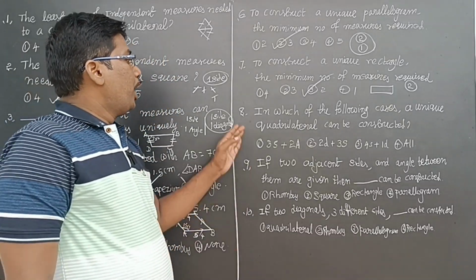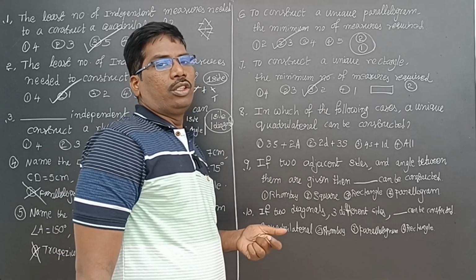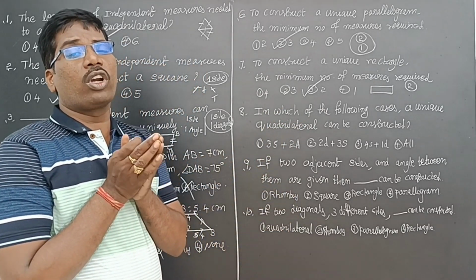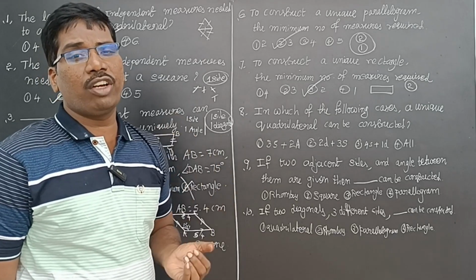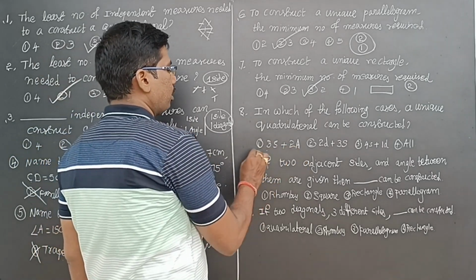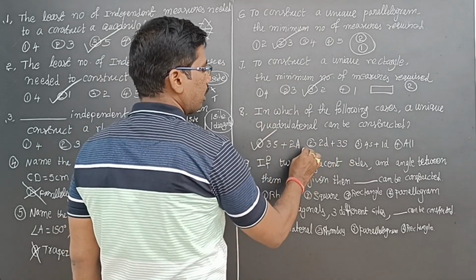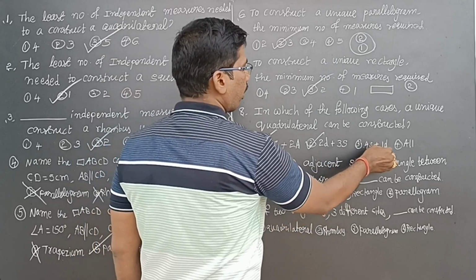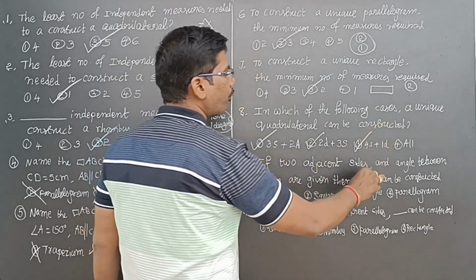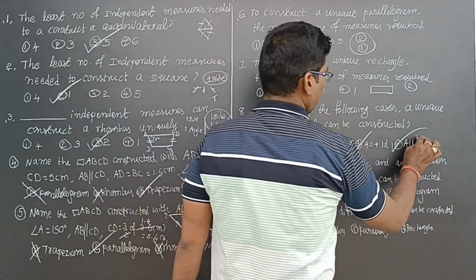Next, in which of the following cases can a unique quadrilateral be constructed? Construction means, in the concept itself I have explained, isn't it? 3 sides and 2 included angles, it is correct. 2 diagonals and 3 sides, it is also correct. 4 sides and 1 diagonal, it is also correct. So all of the above are correct. The fourth option is the right answer.